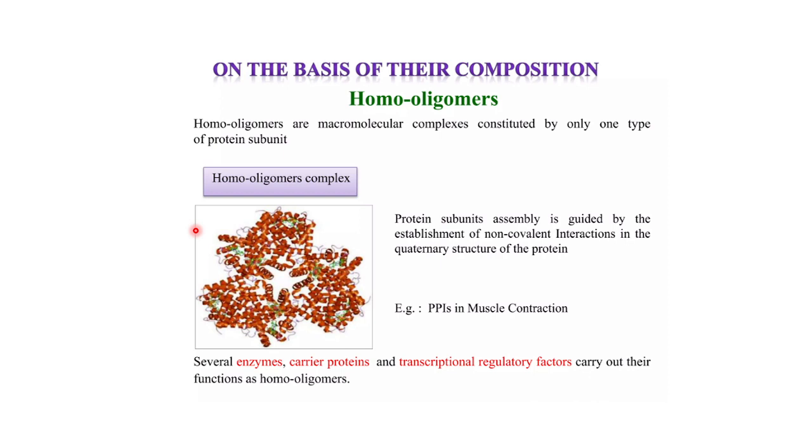So, based on their composition, when we categorize, we have the homooligomers that I already spoke about. Homooligomers are macromolecule complexes constituted by only one type of protein subunit. The protein subunits' assembly is guided by the establishment of some non-covalent interactions in the quaternary structure of a protein, like you see for muscle contraction. And there are several enzymes, carrier proteins, and transcriptional regulatory factors that carry out functions as homooligomers.